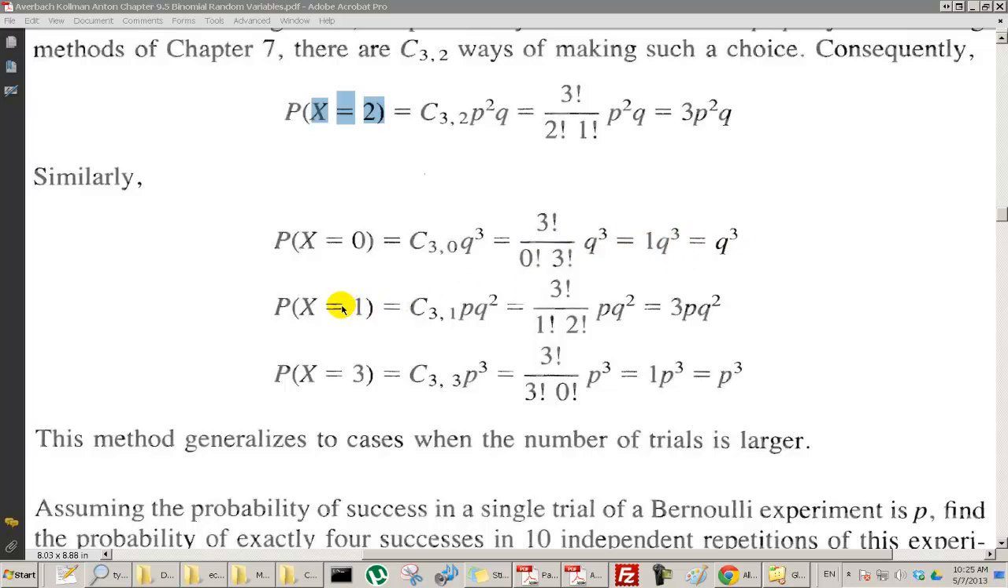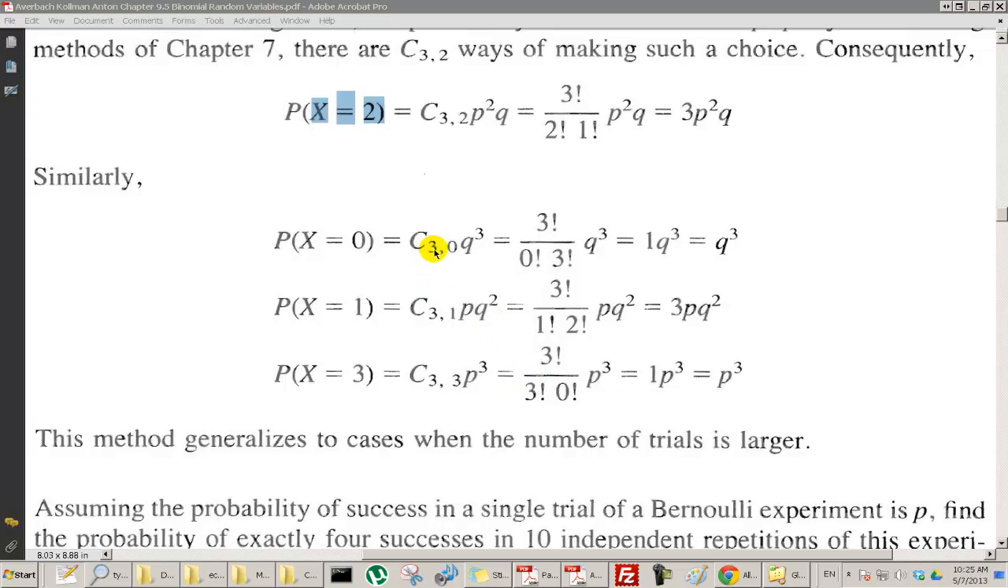Then we can also do this one, the probability of getting exactly 1 success. That's going to be C(3,1), and then the probability of 1 success, and then it's going to be p q squared. Okay, so it will be like this. And 3 will be like this. So you can see the pattern here.